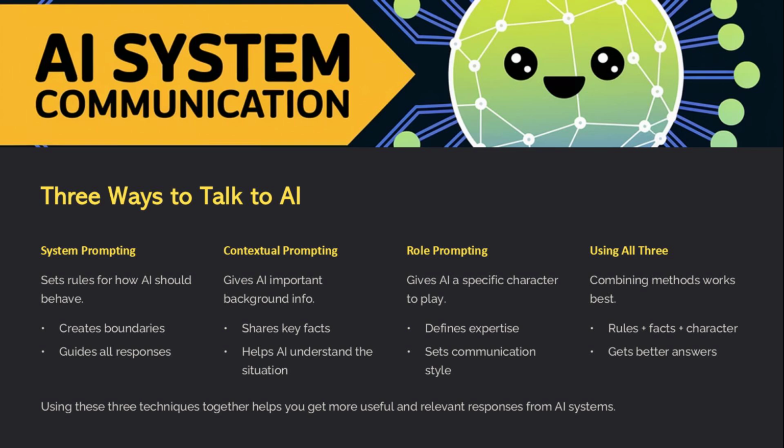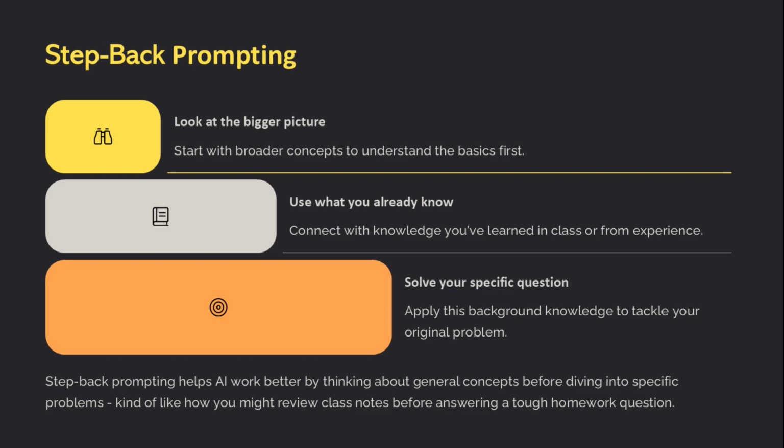Using all 3 techniques together, rules, facts, and character, works best to get the most useful and relevant responses from AI. A well-structured prompt that clearly defines the boundaries, provides the necessary context, and assigns an appropriate role will yield the most effective results when communicating with AI systems.